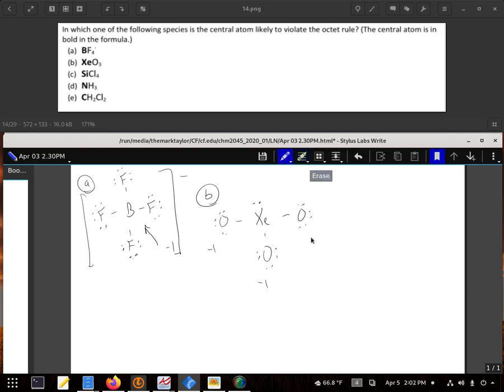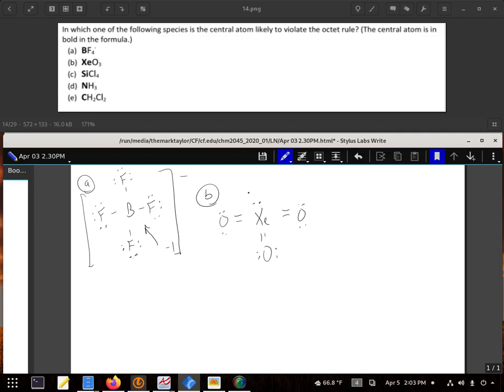We can fix this. What we're going to do is take those two and make a bond. Take 2 here, make a bond, and take 2 here and make a bond. All right, that gets all the oxygens a formal charge of 0, and the xenon has now a formal charge of 8 minus 1, 2, 3, 8, so 0. That is the acceptable Lewis structure of xenon trioxide, and it does have xenon breaking the octet rule.